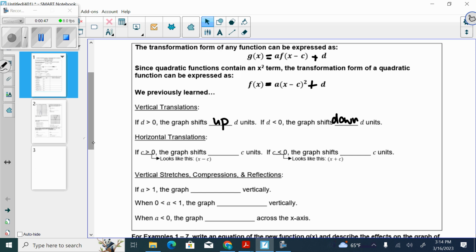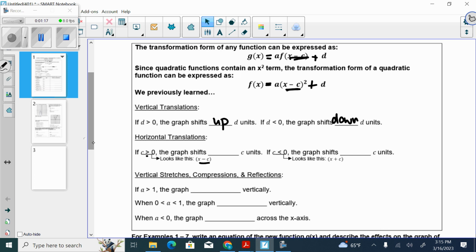Okay. Then yesterday we learned about horizontal transformations. So if vertical is up and down, horizontal is left to right. So horizontal is controlled by what's inside this parenthesis. So the letter C is what tells me if I'm moving left or right. Now remember, whenever you take something out of the parenthesis, it changes its sign. So whatever we see in the parenthesis, remember it's opposite of what we think it would actually be.